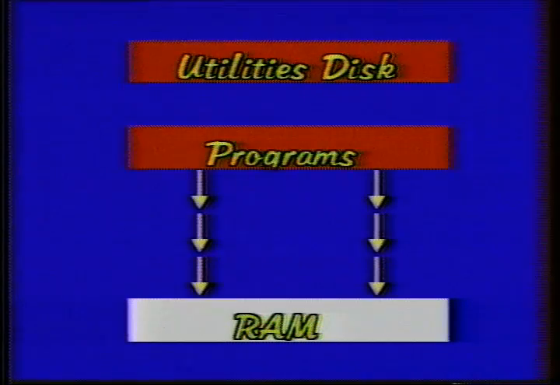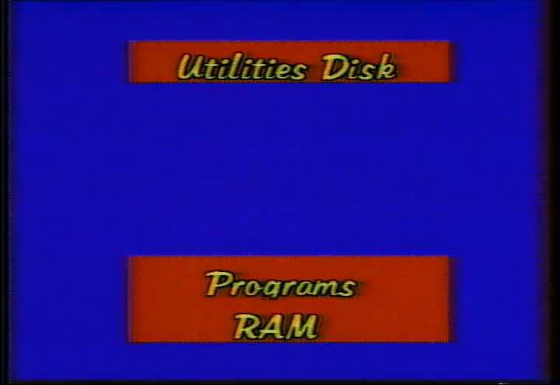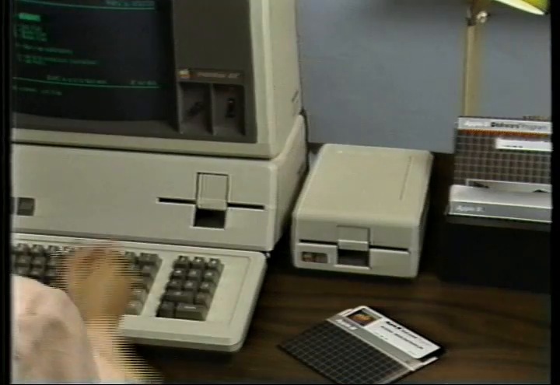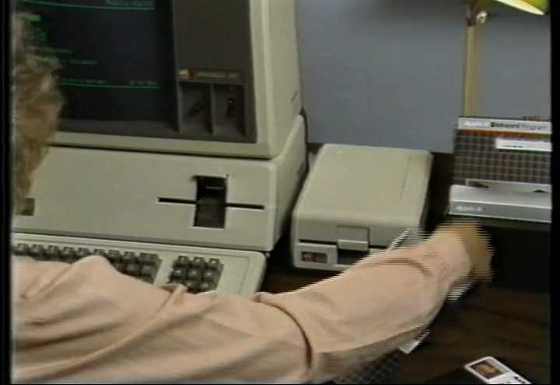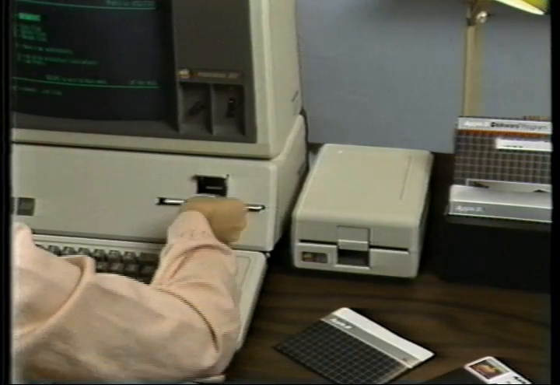Since you have already loaded the contents of the utilities disk into random access memory of your Apple, you don't need the disk in the disk drive anymore. You're now running the utilities program from RAM. So remove the utilities disk from the built-in drive and replace it with a system demonstration disk and close the door.